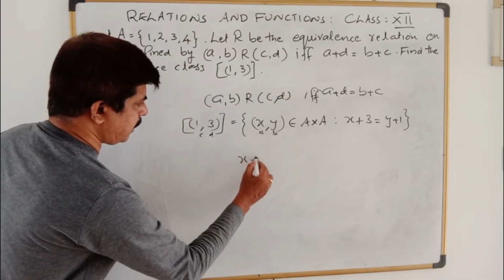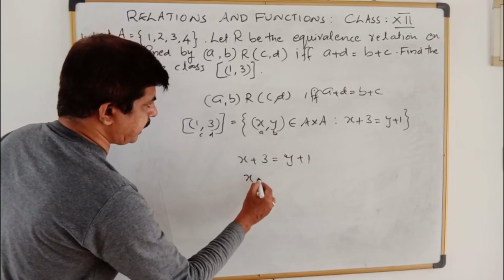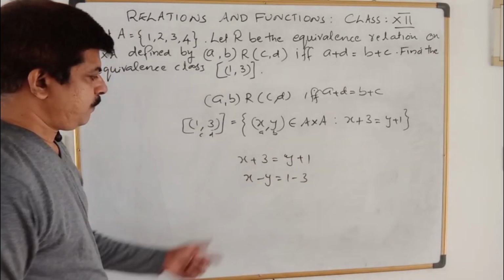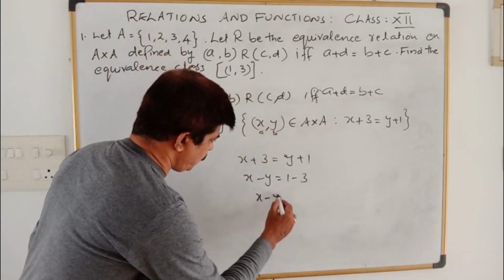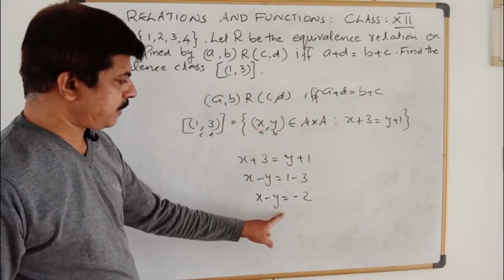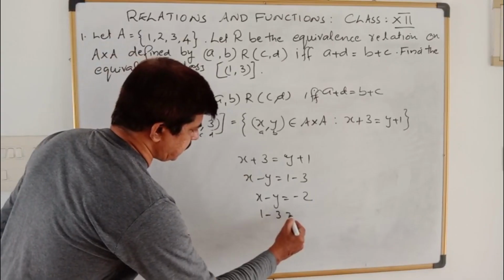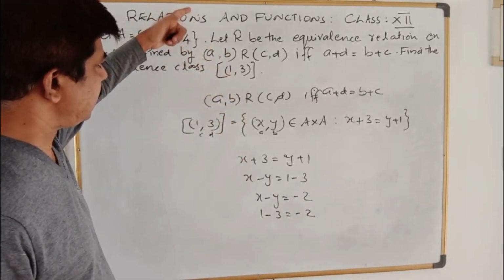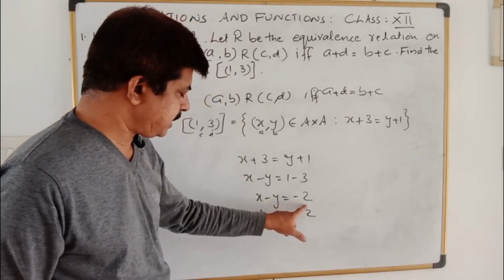x plus 3 equal to y plus 1. So now I will simplify it. x minus y is equal to 1 minus 3. We select some ordered pairs from A cross A to satisfy this equation. So already we have (1, 3). 1 minus 3 is equal to negative 2. We can select any other ordered pairs also to satisfy this equation.